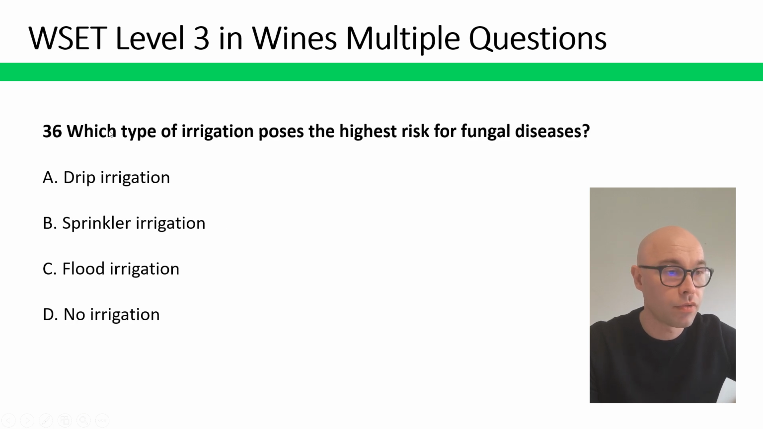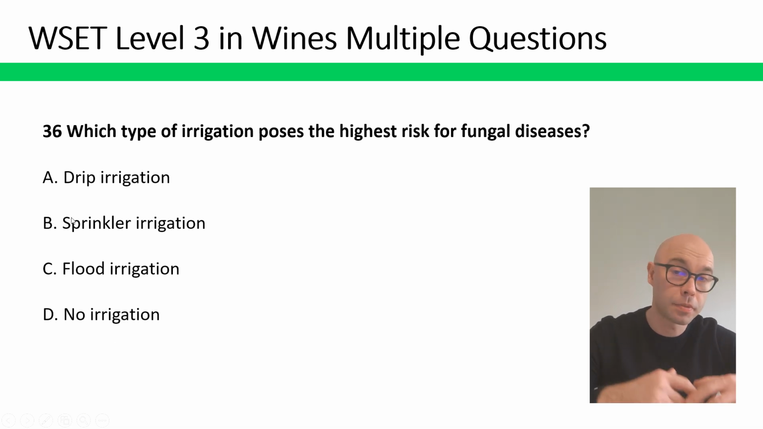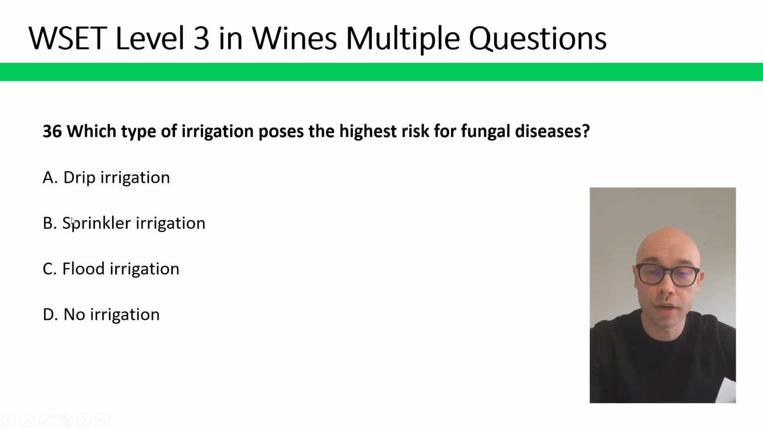Which type of irrigation poses the highest risk of fungal diseases? Drip irrigation, sprinkler irrigation, flood irrigation, no irrigation. The correct answer is B. Sprinkler irrigation sprinkles water everywhere, which creates humid conditions that are ideal conditions for development of fungal diseases.